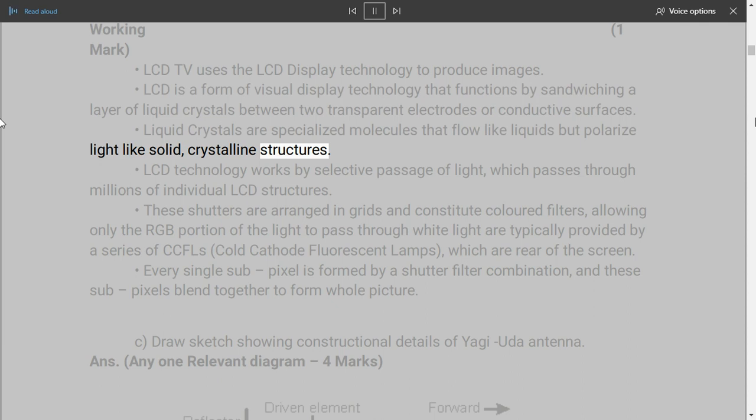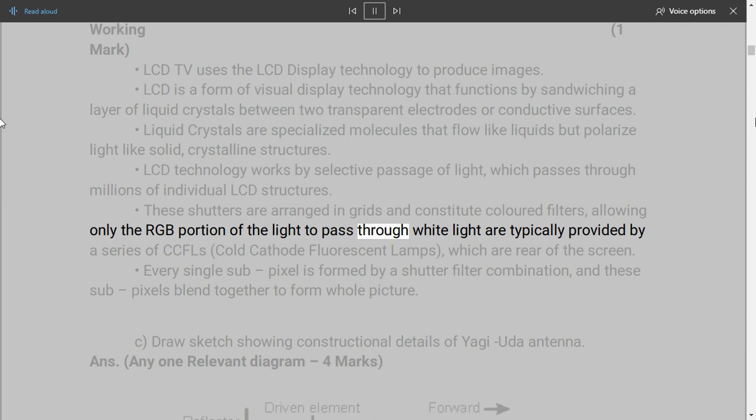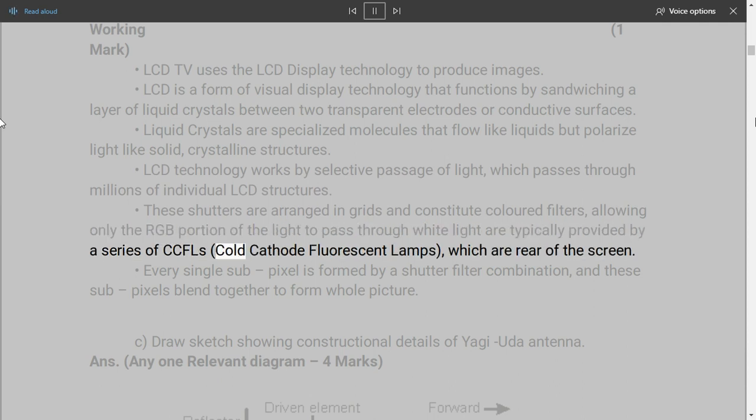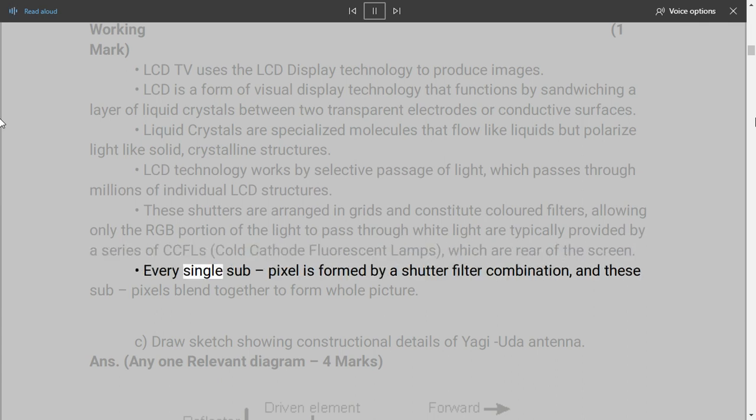LCD technology works by selective passage of light, which passes through millions of individual LCD structures. These shutters are arranged in grids and constitute colored filters, allowing only the RGB portion of the light to pass through. White light is typically provided by a series of CCFLs, cold cathode fluorescent lamps, which are at the rear of the screen. Every single sub-pixel is formed by a shutter and filter combination, and these sub-pixels blend together to form the whole picture.